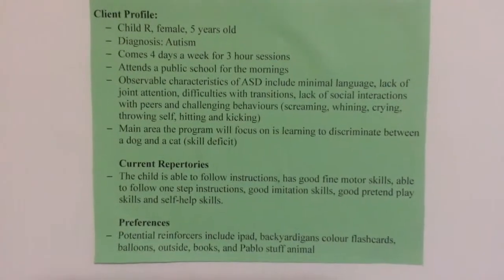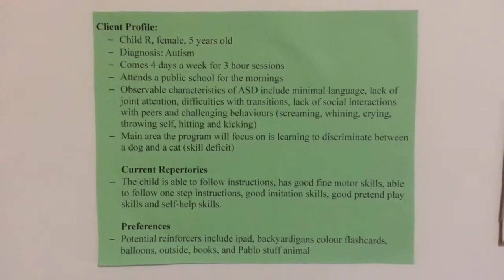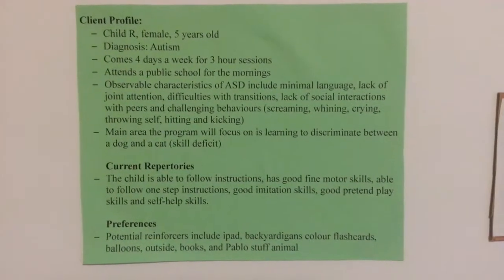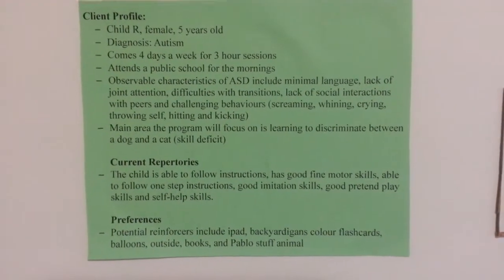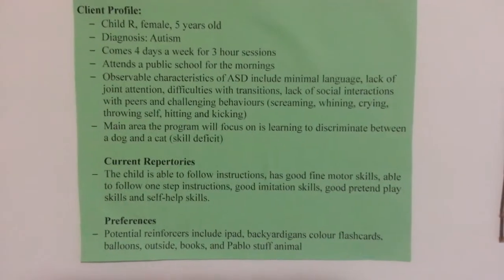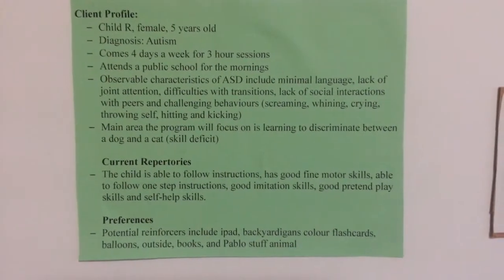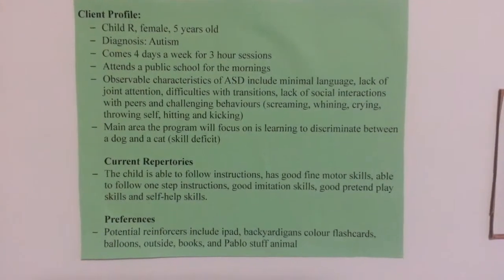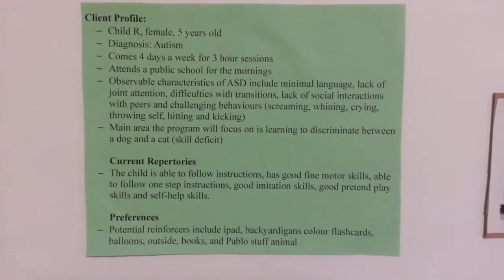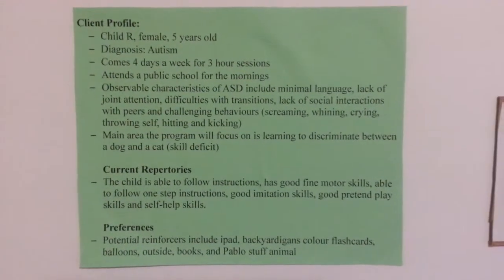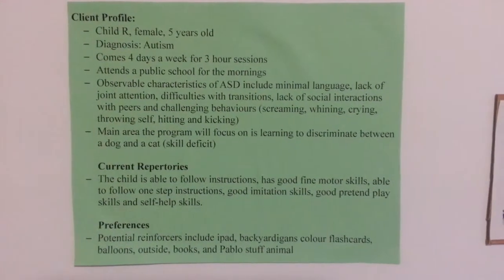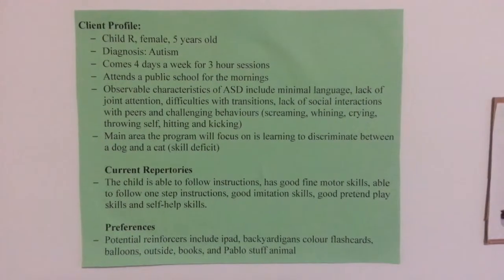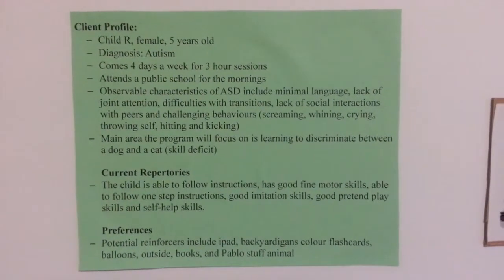The main area that the program I've written will focus on is learning to discriminate between a dog and a cat. The child is able to follow instruction, has good motor skills, is able to follow one-step instructions, and has good imitation skills, good pretend play skills, and self-help skills. Reinforcers for her include iPad, black cardigans, colored flashcards, balloons, outside, books, and a Pablo stuffed animal. Our next step is best available scientific evidence.